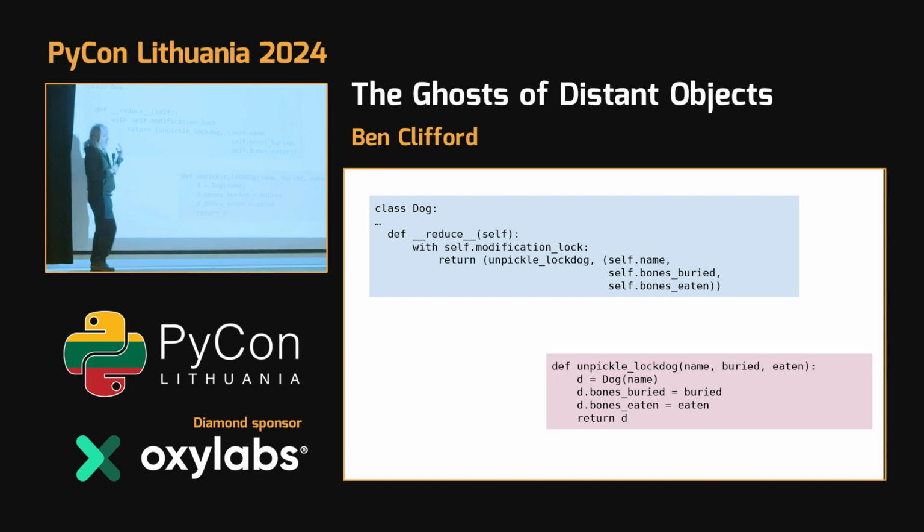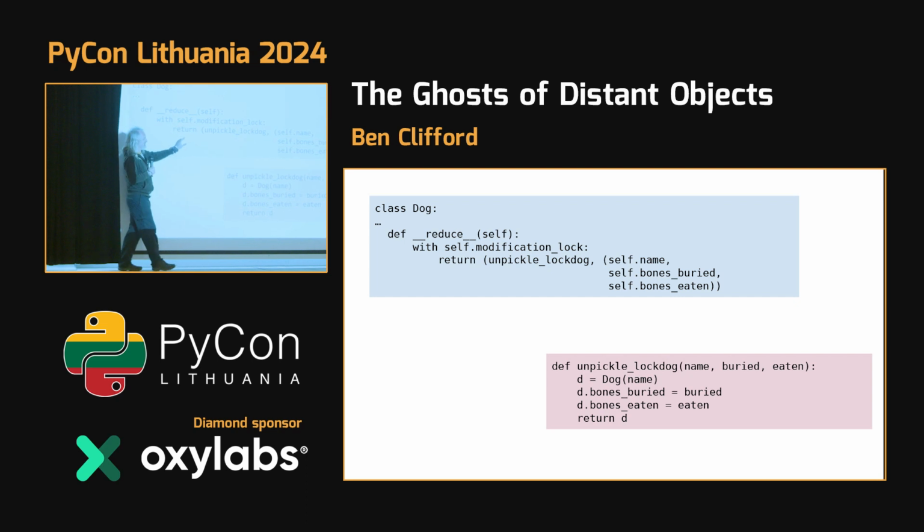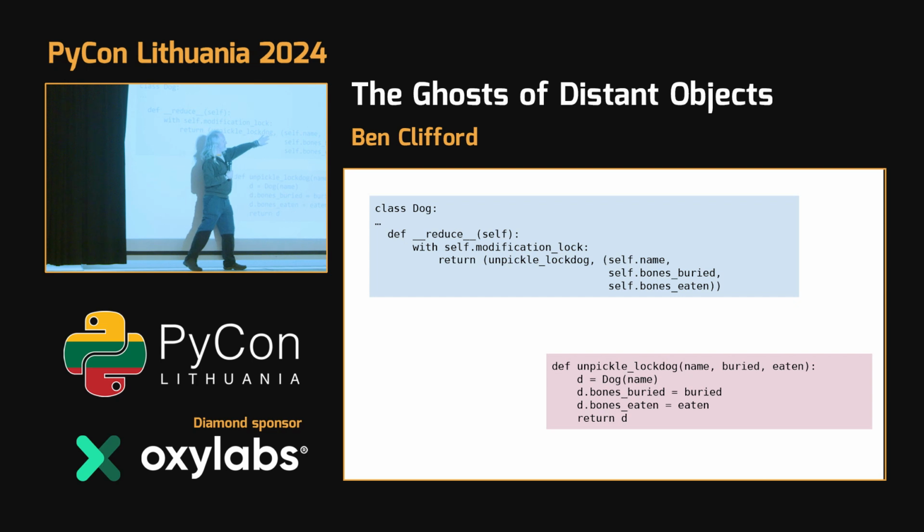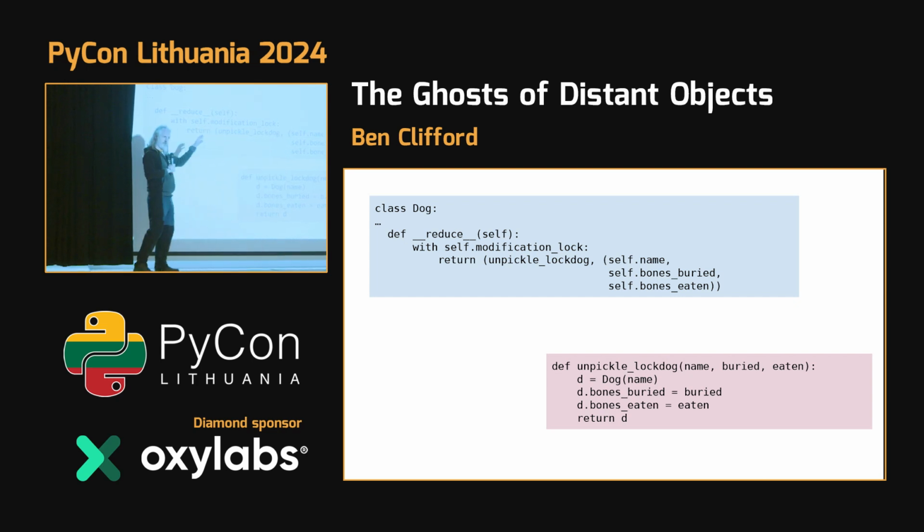And then on the pickle side, in the dog class, I can say, all right, to pickle this dog object, don't do your normal behavior. Instead, what I want you to do is write out instructions to invoke unpickle lockdog on the remote end, just with these 3 parameters. Okay? So it's sort of like a remote procedure call. On the pickling side, I can make a remote procedure call into the unpickler to execute that unpickling code.